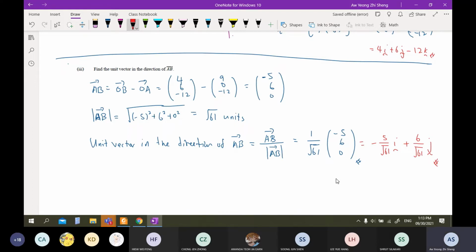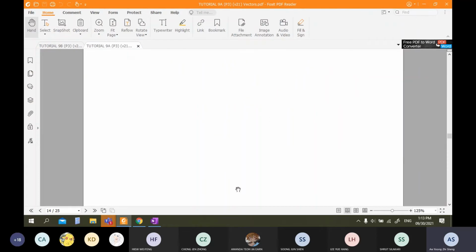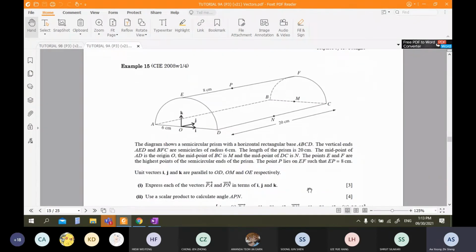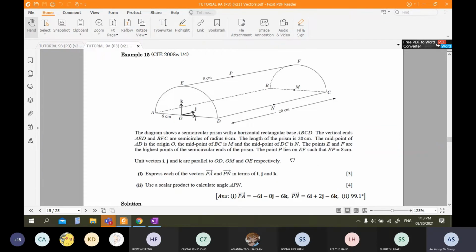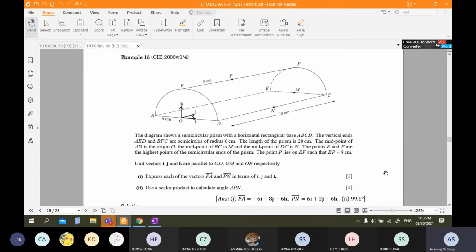Okay, now let's continue with example 15. This is a question that gives you a 3D diagram, and they want you to first form some vectors in terms of IJK based on that diagram. So make sure you know how to read a 3D diagram like this. The question will not ask you to draw a 3D diagram, but they might ask you to read a 3D diagram. So make sure you know how to read.